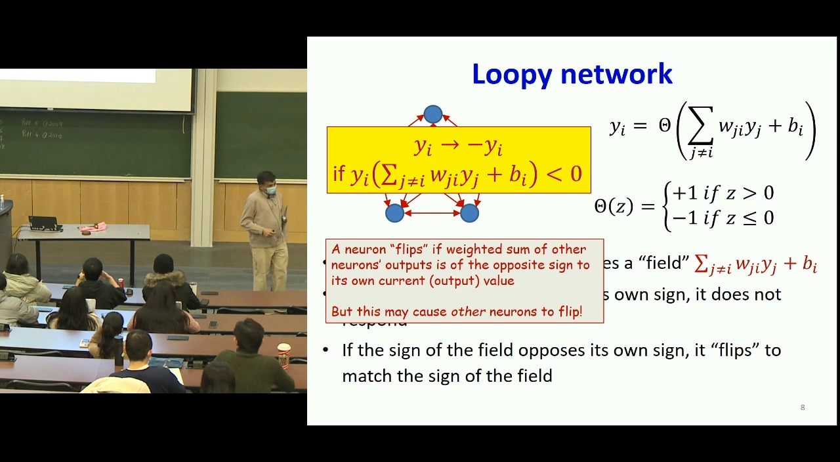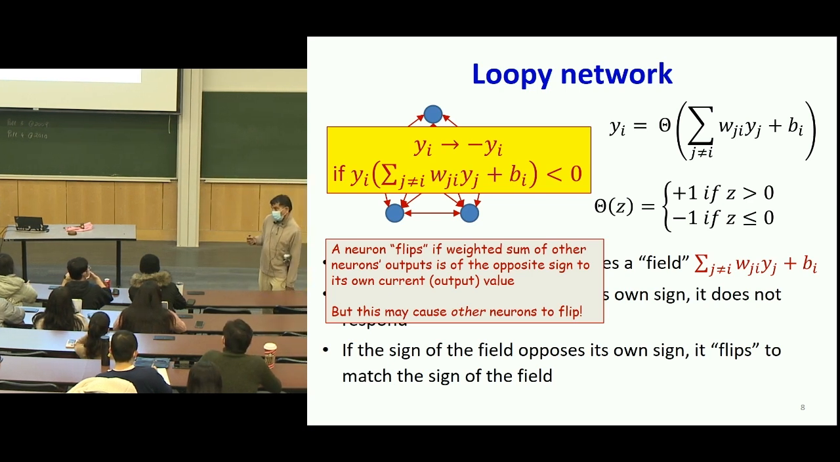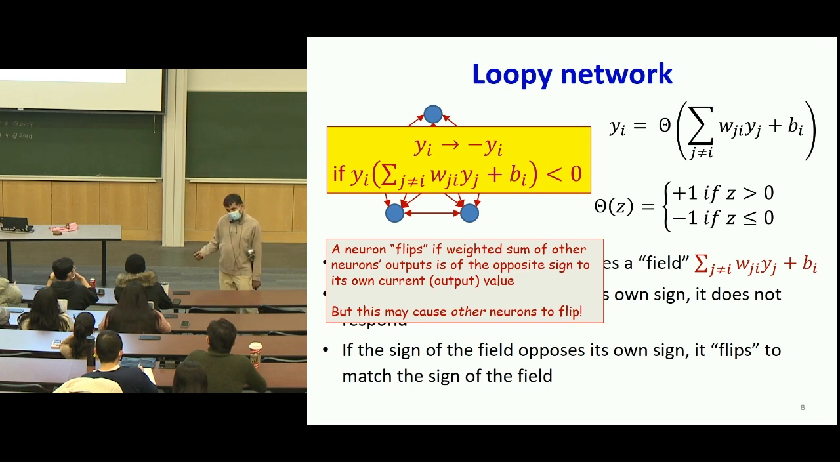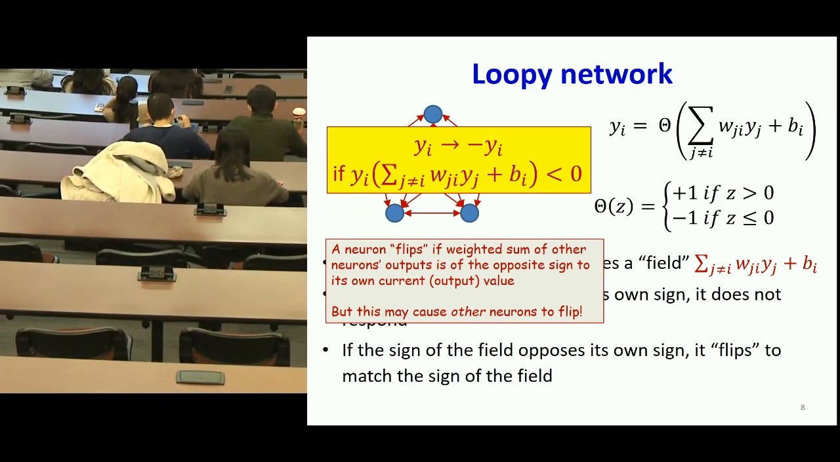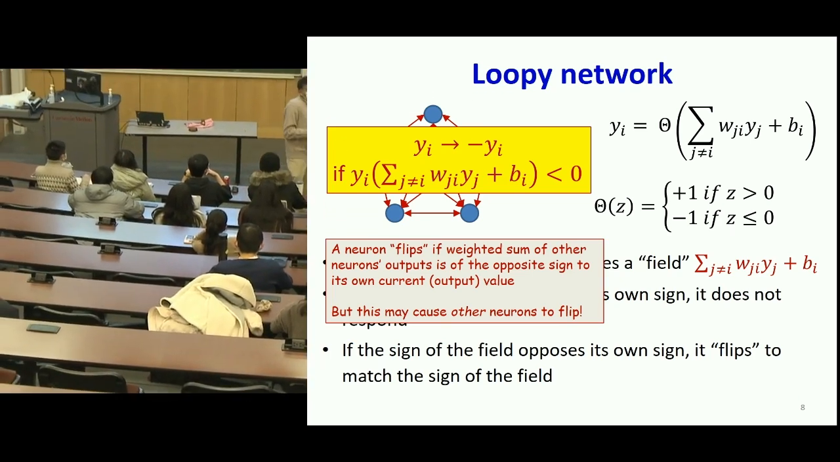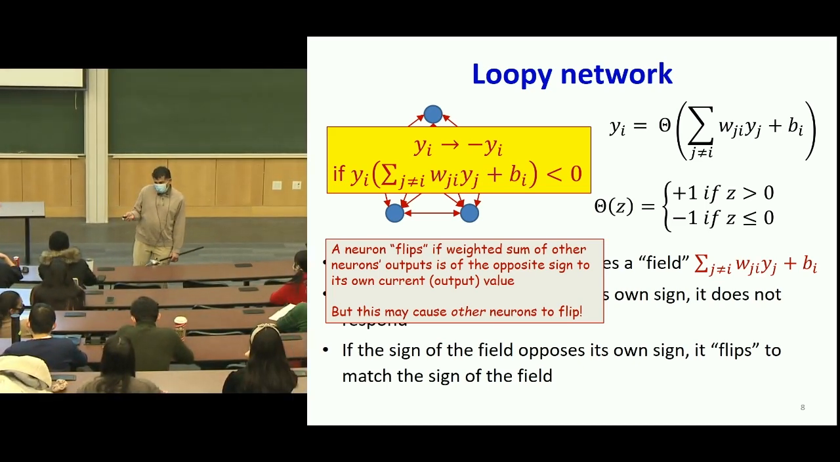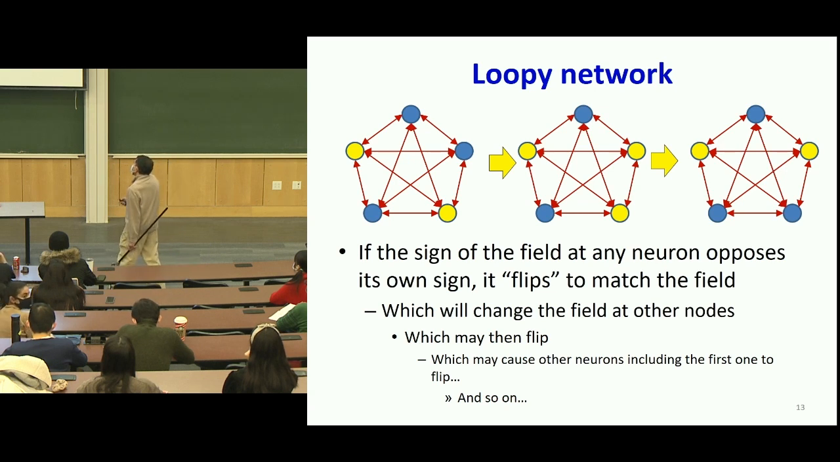Because imagine I set it up, right? And some neuron is in a situation where it's not going to flip because its own sign matches its field. But then some other neuron in the network found itself in a situation where it was required to flip in order for its sign to match its field. But when that neuron flips, this changes the field at all the other neurons, and some of them might flip, right? And so if you have something of this kind, for instance, blues are ones, yellows are minus ones, if the sign of the field at any neuron opposes its own sign, it will flip. For example, this might flip. But because this one flipped, this may cause the field over here to change.